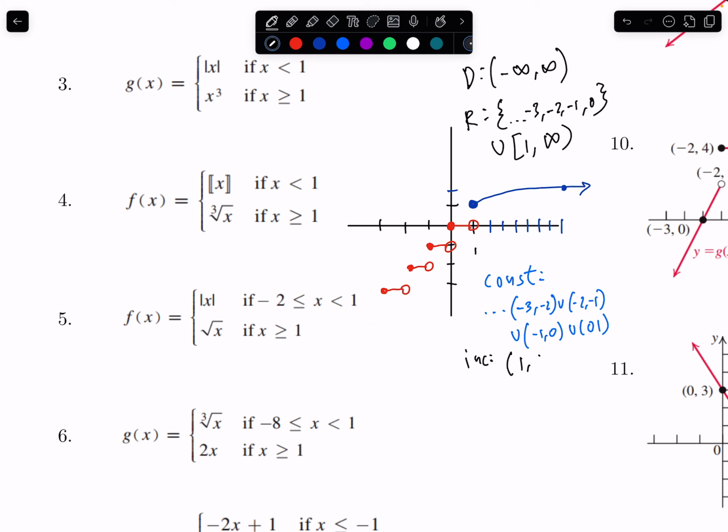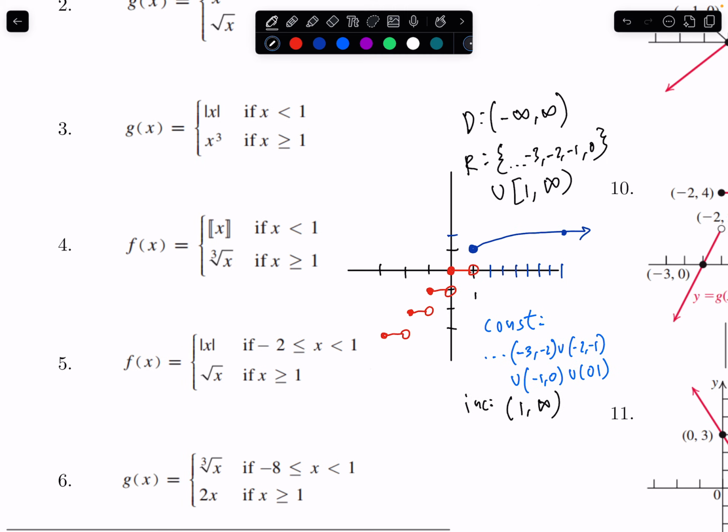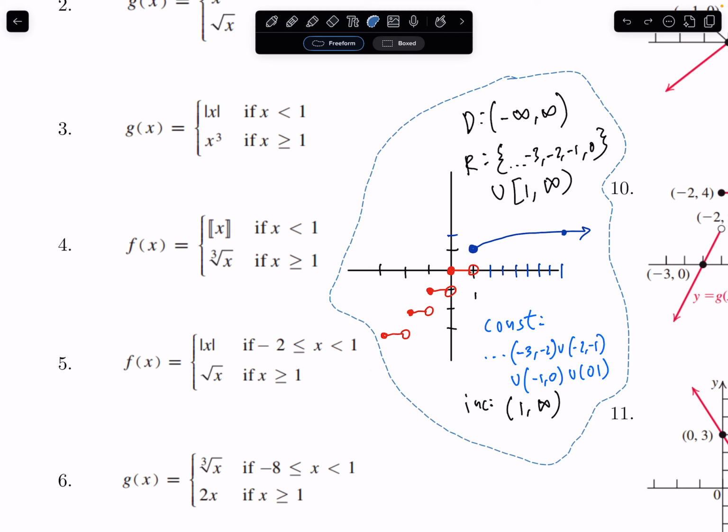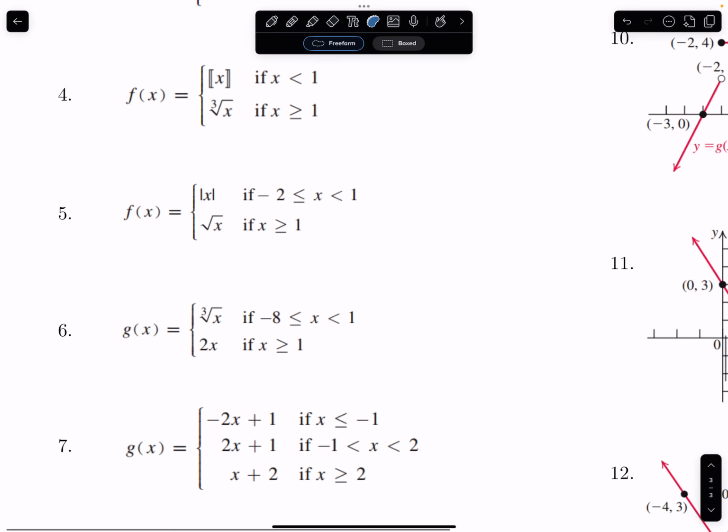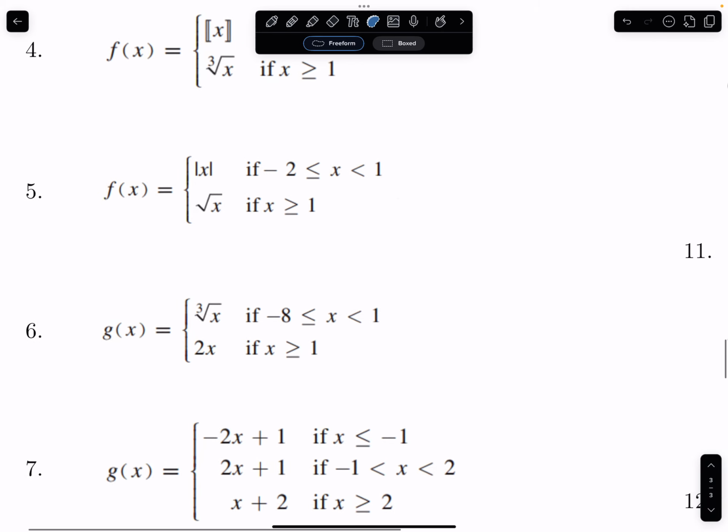From 1 onwards to infinity, it's increasing. Okay, that was number 4. All right, and we're, oops. Not sure if this erase is gonna work, but let's just try it out. Oh, it worked. Okay, great.